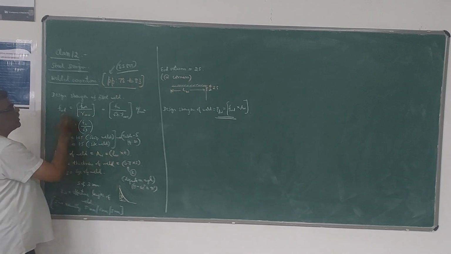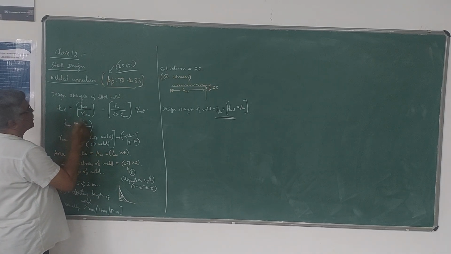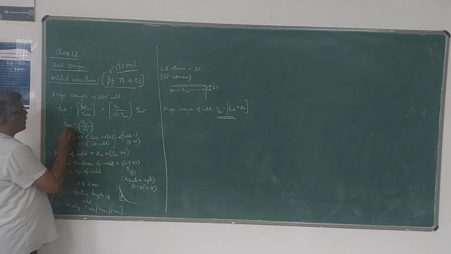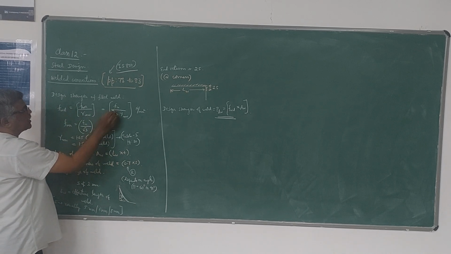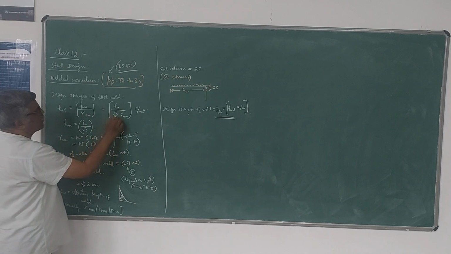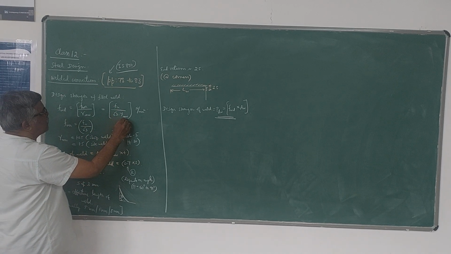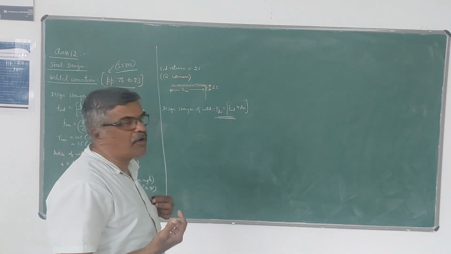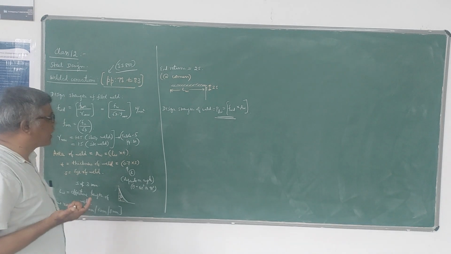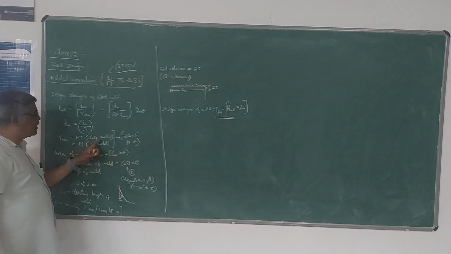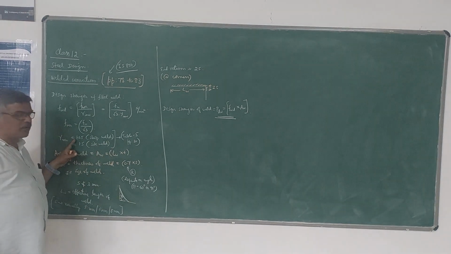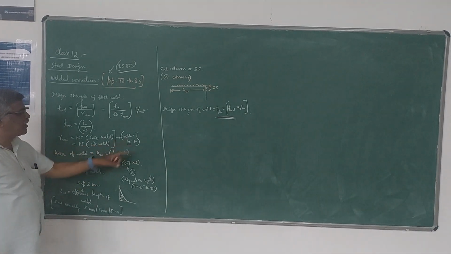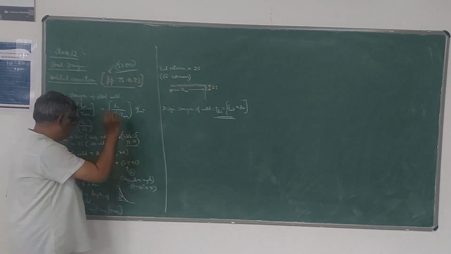Where FWN is given by FU by root 3, and if you substitute that here, FWD will be FU by root 3 into gamma MW. This gamma MW is the partial safety factor which depends on the type of weld, whether it is a shop weld or a site weld. If it is a shop weld, gamma MW is 1.25. If it is a site weld, it is 1.5, which is given in Table 5 of the code, page 30.